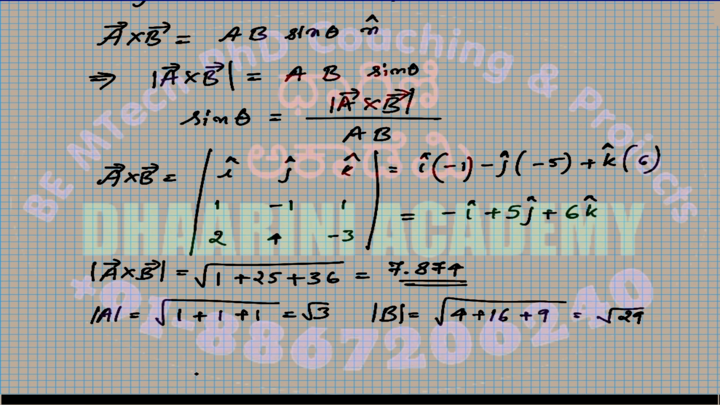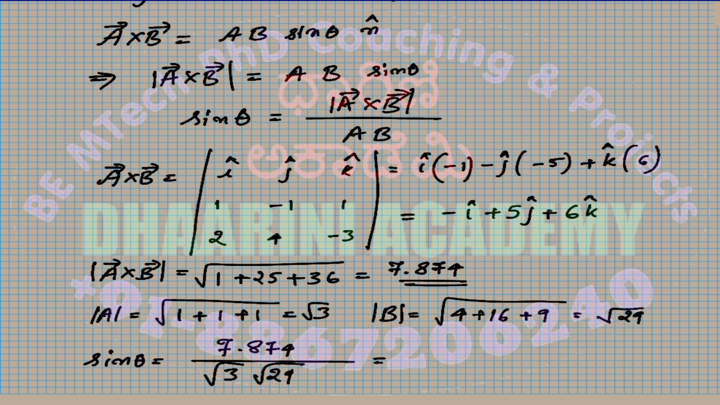Therefore, substituting, sine of the angle theta is equal to the magnitude of A cross B, that is 7.874, divided by root 3 into root 29. So that divided by root 3 into root of 29 is 0.844.